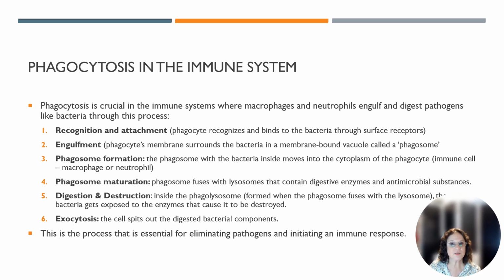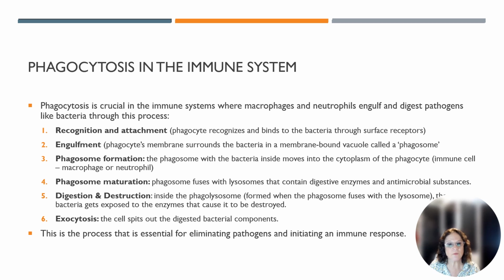Engulfment is where the phagocyte's membrane grabs a hold of that bacteria, creates a little pouch around it, and pulls it inside of the cell. The specific name for that membrane-bound vacuole is a phagosome, okay? So the phagosome formation, that is going to, the phagosome with the bacteria inside of it moves into the inside of the cell, the immune cell, and then the phagosome matures.